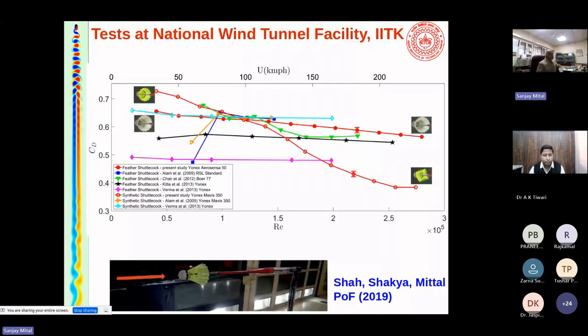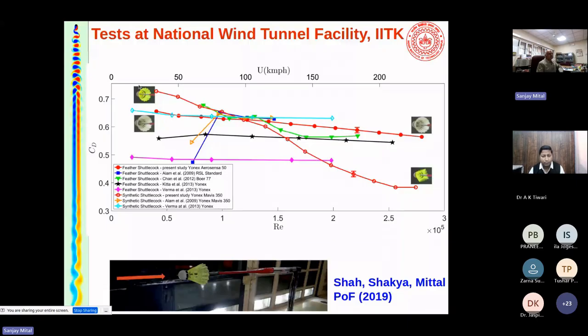Back to the wind tunnel. So a shuttlecock is mounted on a sting. You turn on the flow, measure the force on the shuttlecock. And I would like you to look at these two lines, the red lines. So first, the duck feather shuttlecock. Those are the hollow circles. And you will see the drag coefficient remains almost virtually constant with speed.